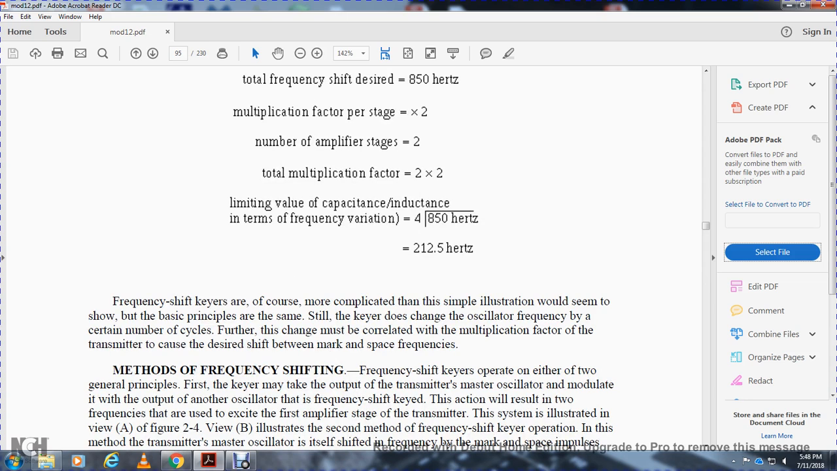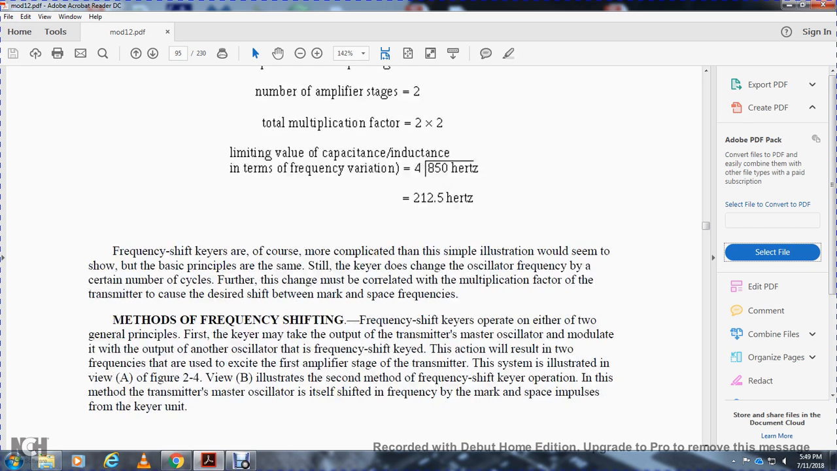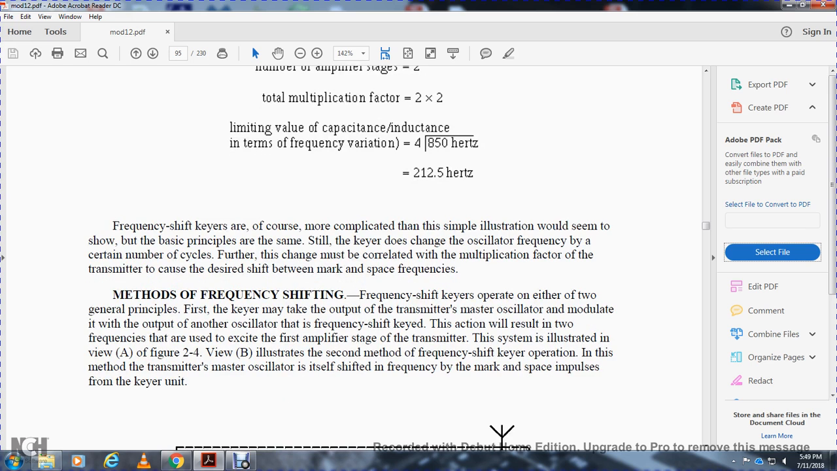Frequency shift gears are of course more complicated, but a simple illustration shows that the basic principles are the same. Still, the key changes the oscillator frequency by a certain number of cycles. The shift must be correlated with the multiplication factor of the transmitter to cause the desired shift between the mark and the space frequency.